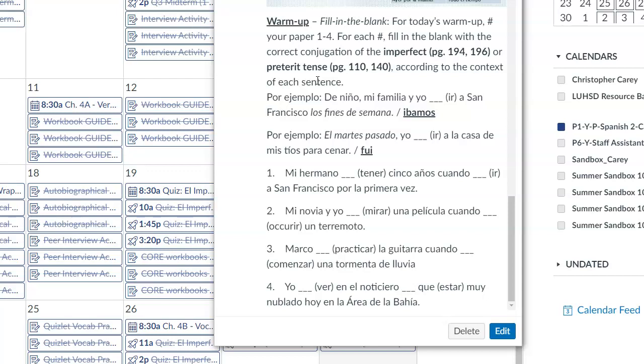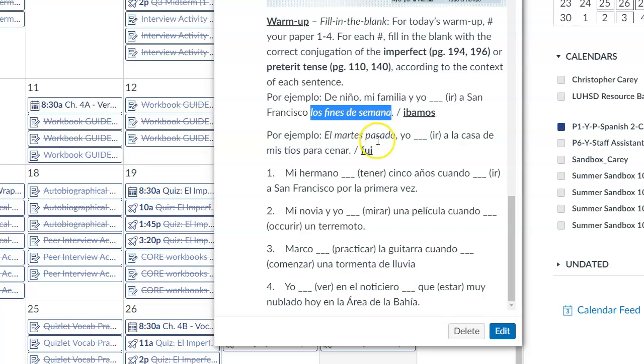Take a look at some of the examples there. Por ejemplo, de niño, mi familia y yo íbamos a San Francisco los fines de semana. And we're using the imperfect in this example because we have the phrase de niño, which is when I was little or when I was a kid. And then we also have the reference to time there in italics, los fines de semana, which are the weekends, plural. So we're referring to a repeated action in the past, and that is why the imperfect is used here for this first example.